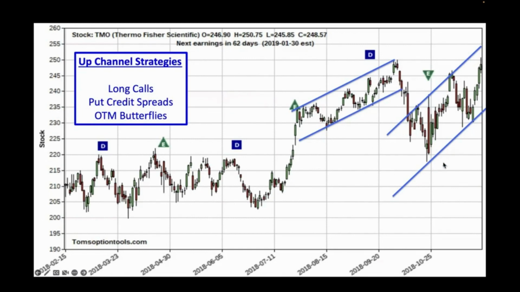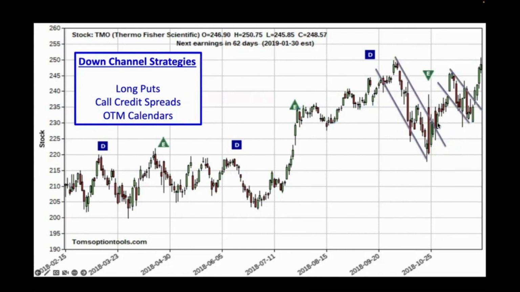Now within this entire chart, there's also down channels. For down channels, of course, buying a put makes a lot of sense. You could sell an out of the money call credit spread, or even at the money if you like. And then out of the money calendars, put calendars to be precise.